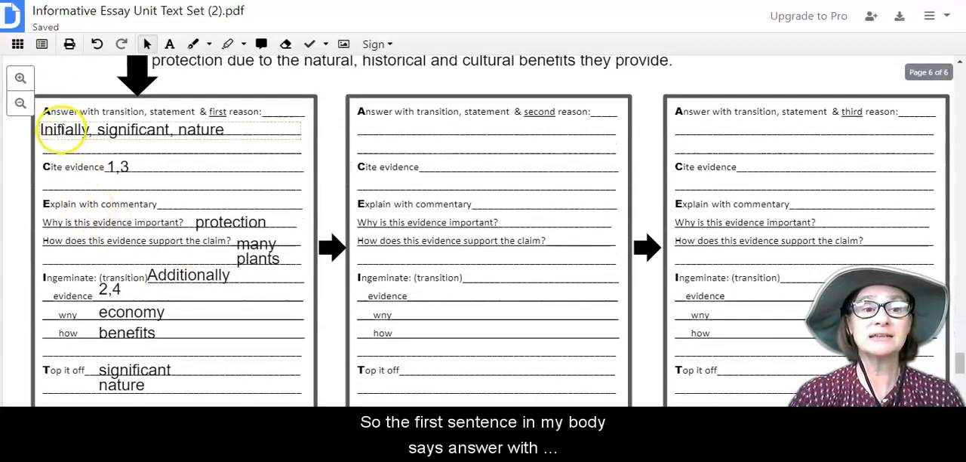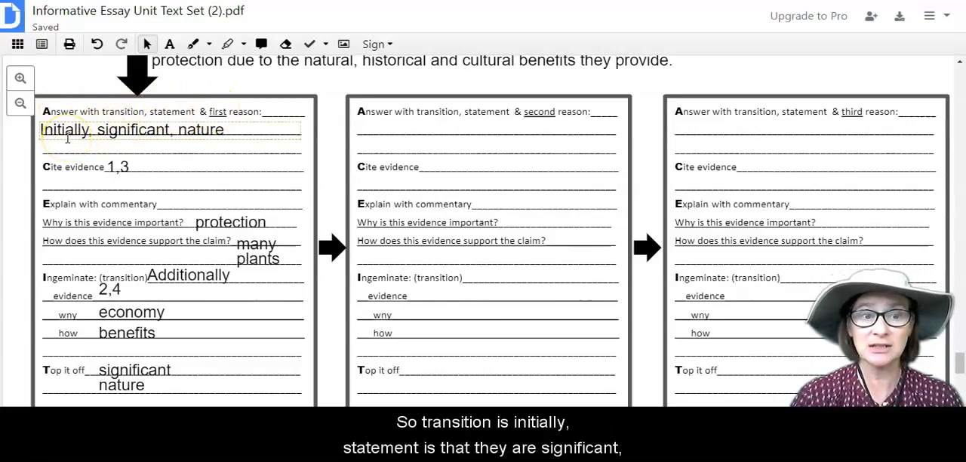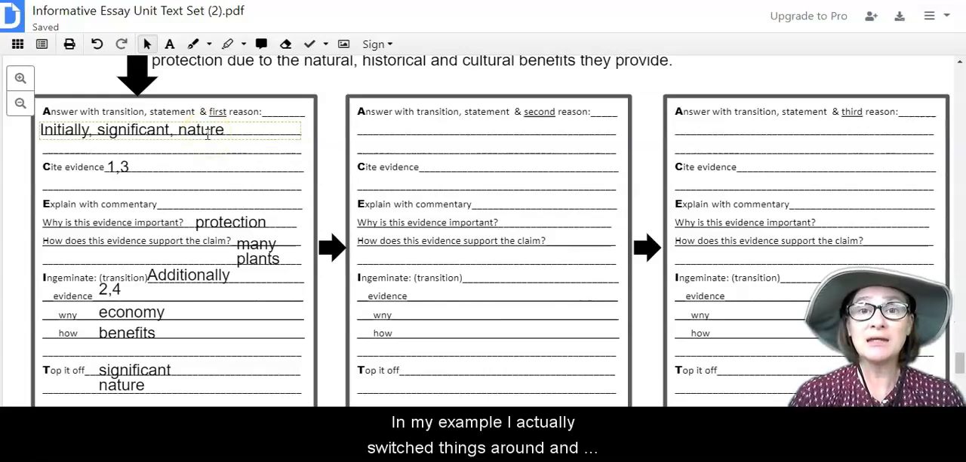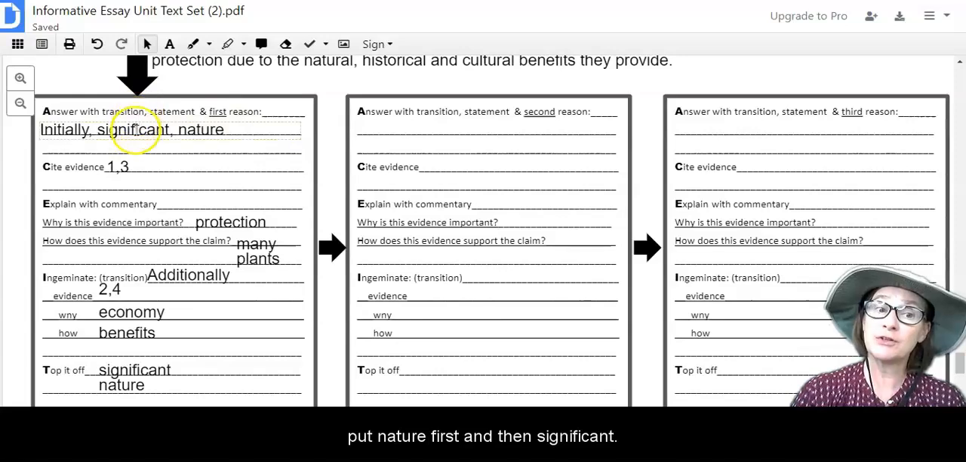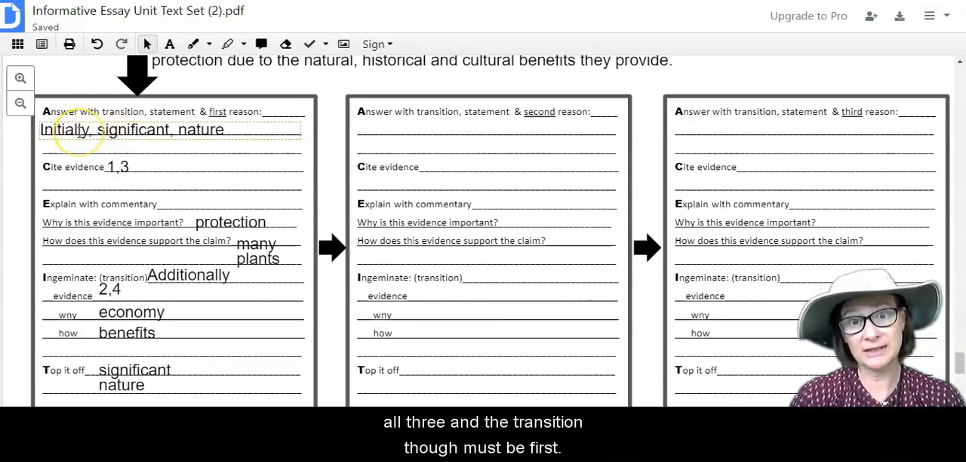So the first sentence in my body says answer with transition, statement, and first reason. So transition is initially, statement is that they are significant, and the reason is because of nature. Now, in my example, I actually switched these around and put nature first and then significant. That's totally okay. Just make sure that you have all 3, and the transition, though, must be first.